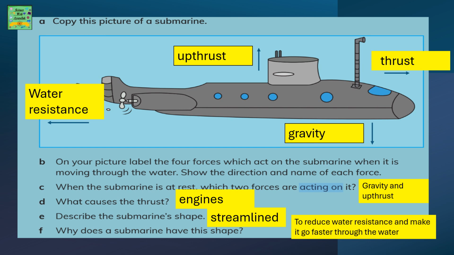When the submarine is at rest, which two forces are acting on it? It's gravity and upthrust. What causes the thrust? Engines. Describe the submarine's shape. The submarine's shape is streamlined. Why does a submarine have this shape? It's because it reduces the water resistance and makes it go faster through the water.